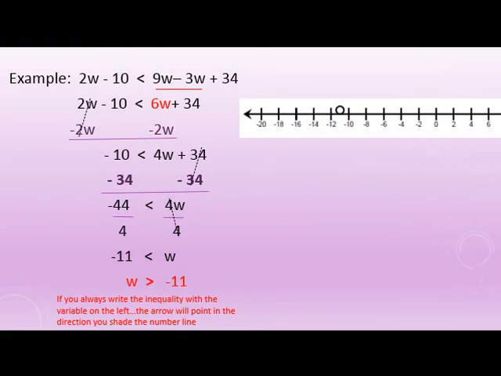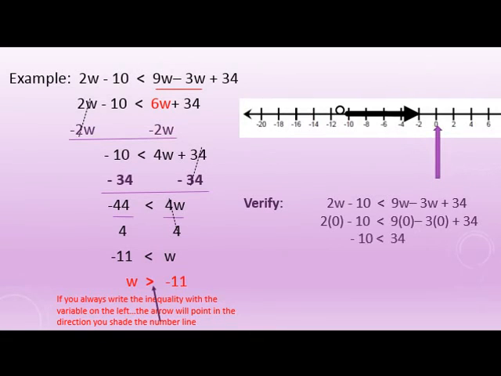Let's check my solution. Starting with the original equation, I'm going to substitute in any number I want. Again, I always like to plug in 0. If I put 0 in for w, everything drops out except the negative 10 less than 34. Is negative 10 less than 34? Yes, it is. So my answer checks out.